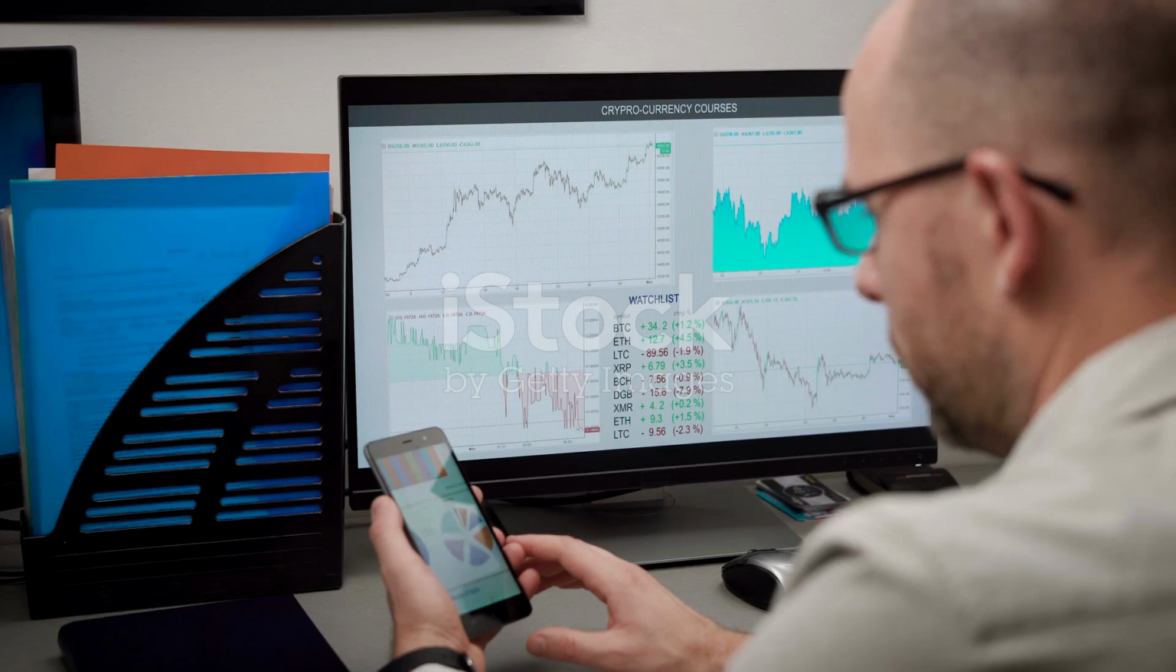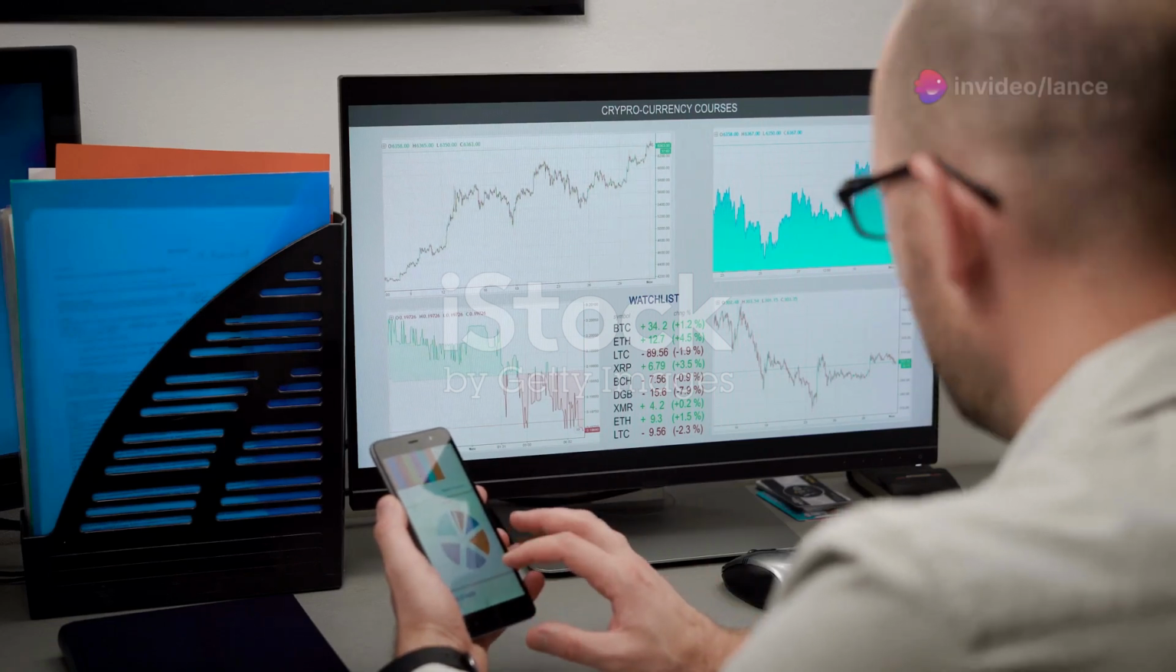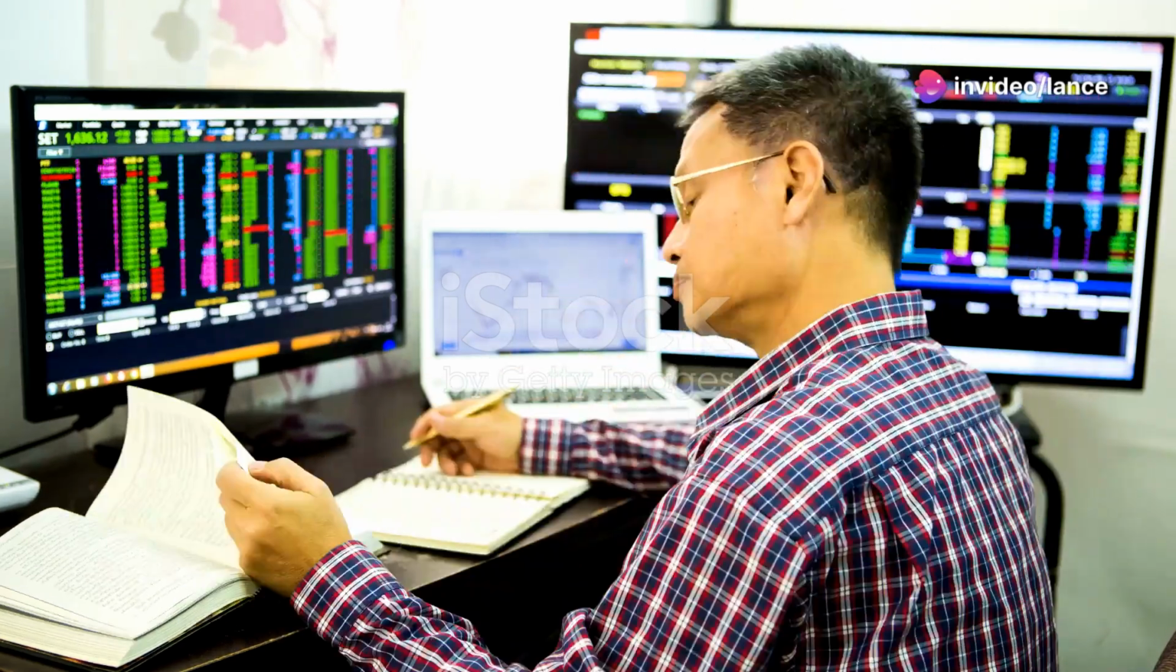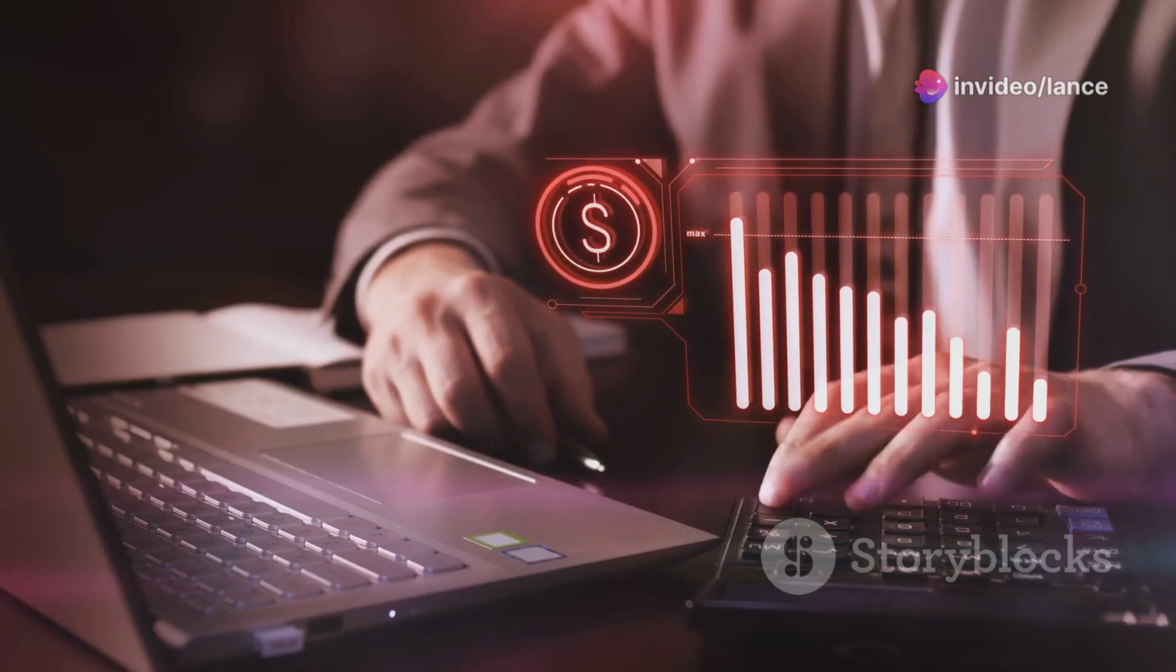Okay, so you've got your signals, but how do you know if they're actually worth trading? That's where signal validation comes in. It's like double-checking your work before you hit that submit button.